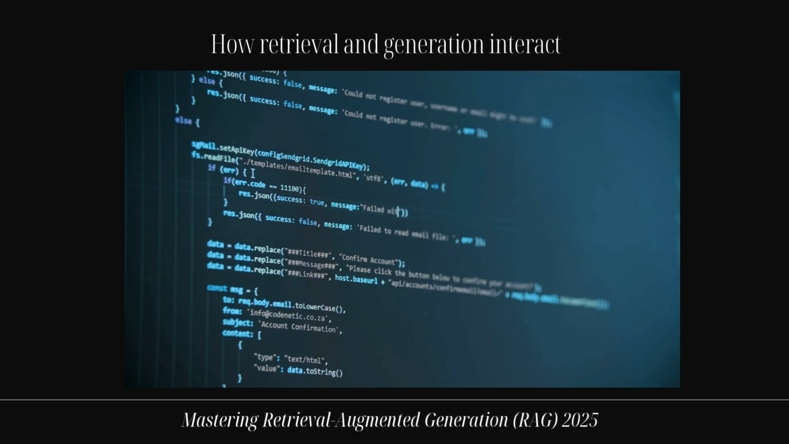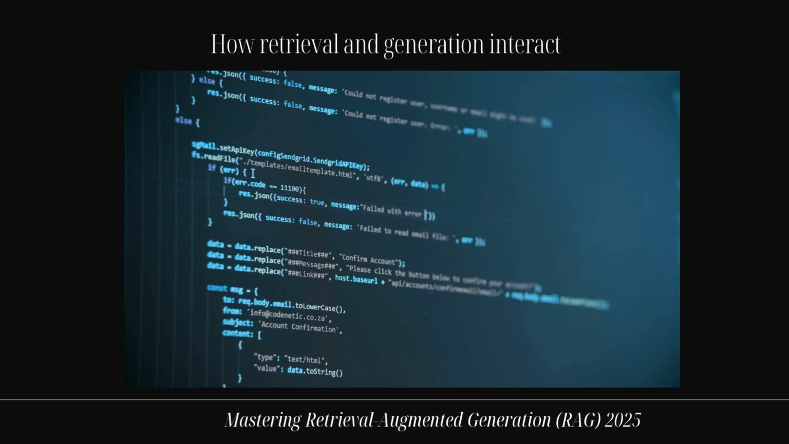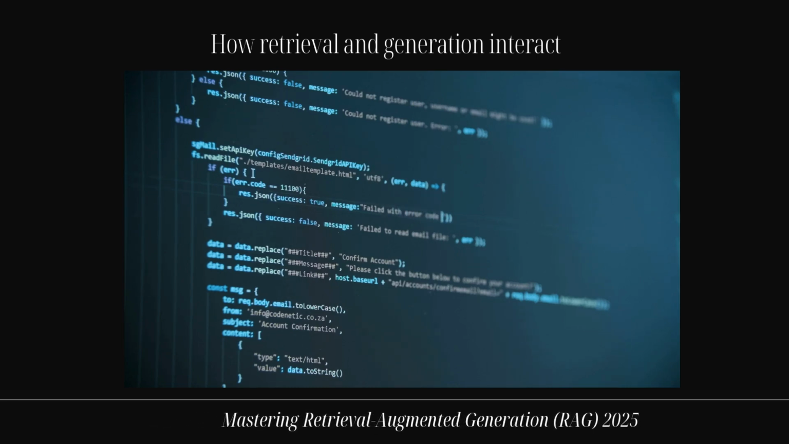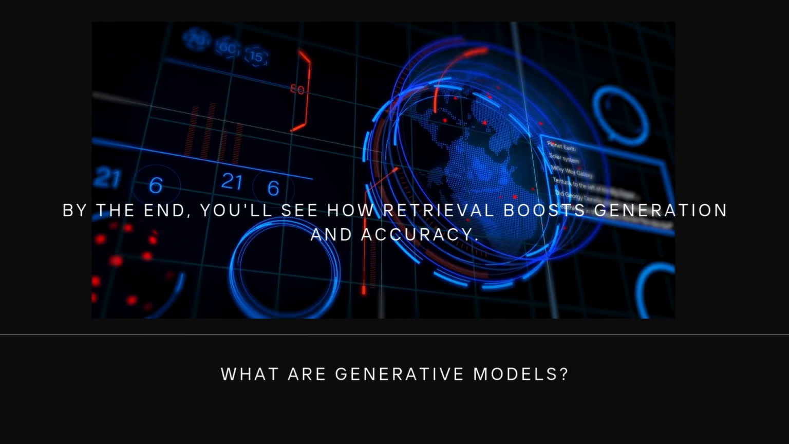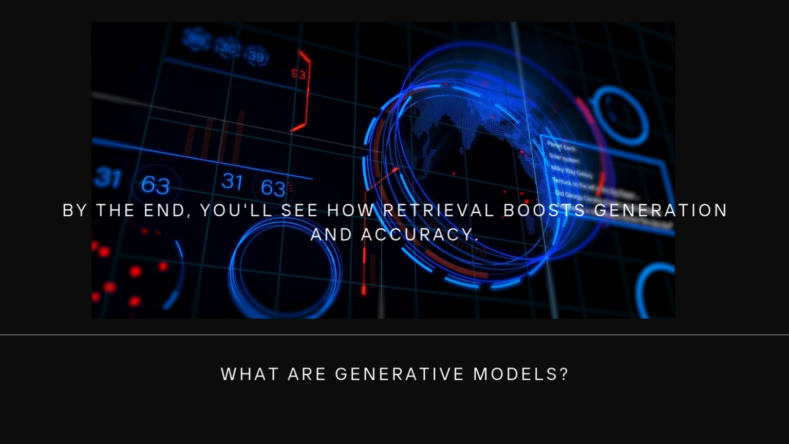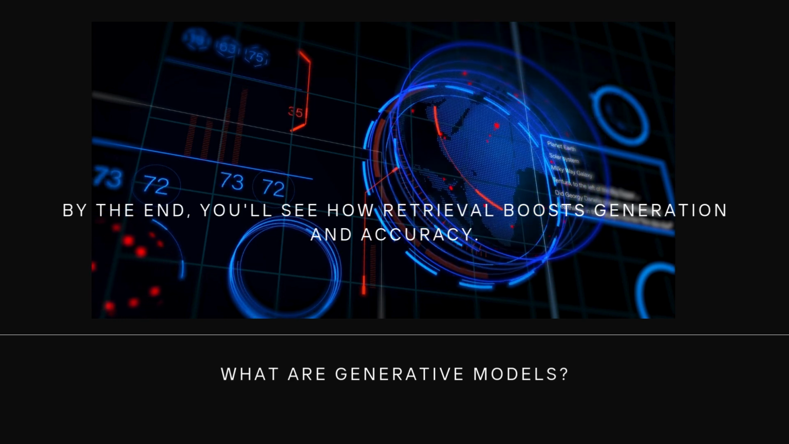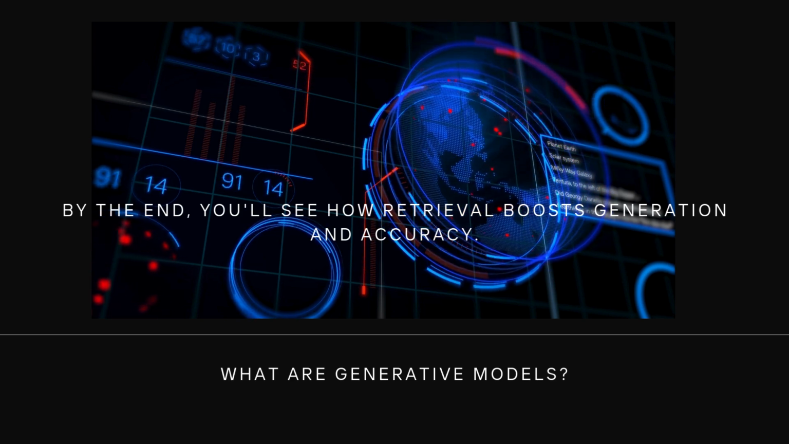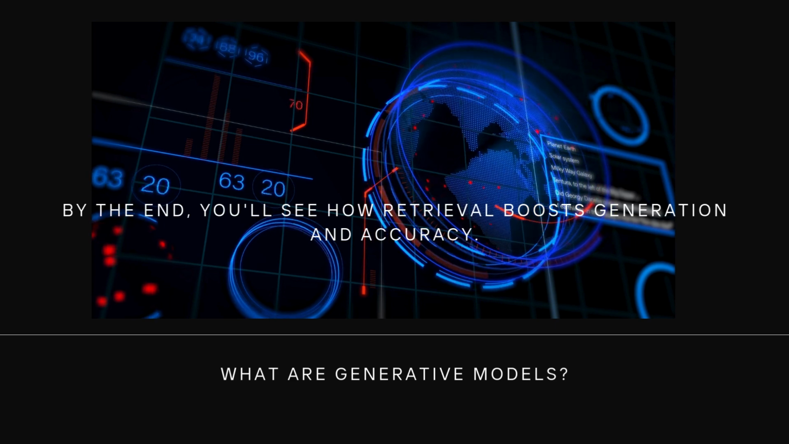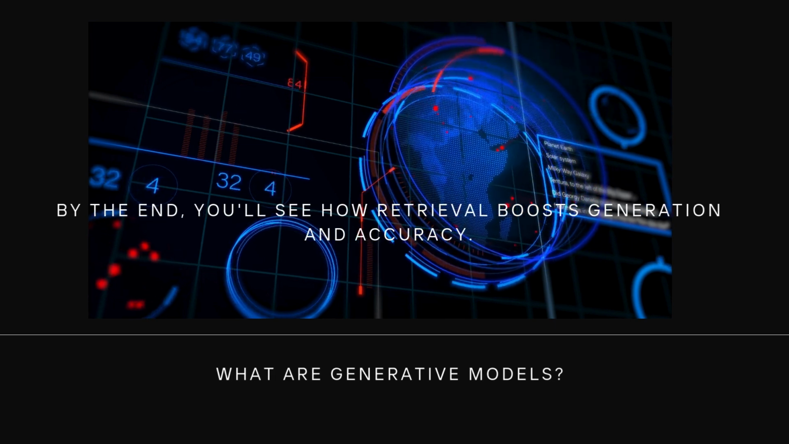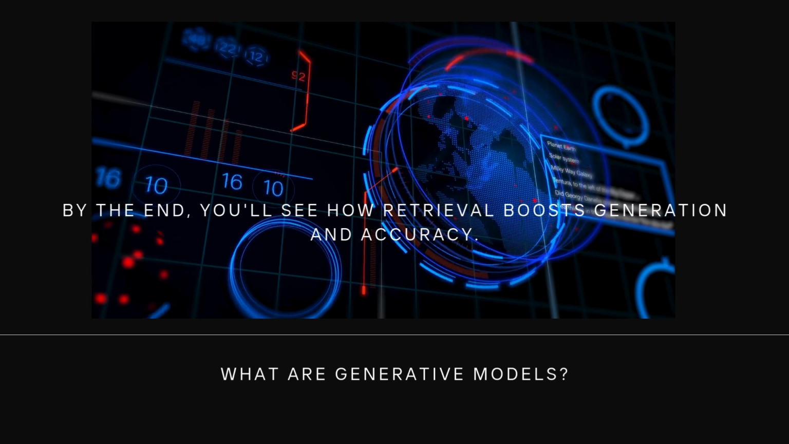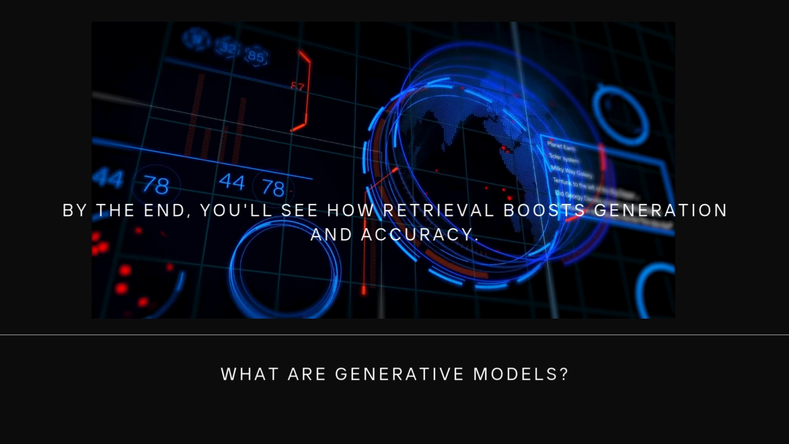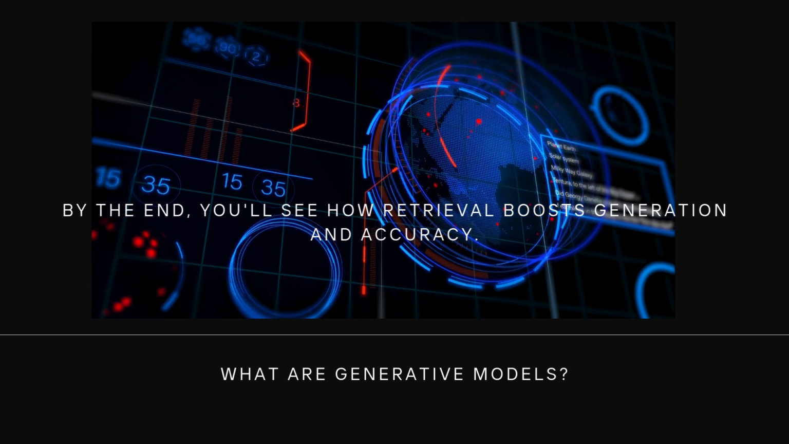Welcome back. In this session, we'll explore the critical interaction between retrieval and generation, the two pillars of Retrieval-Augmented Generation, RAG. Understanding how these components work together is essential for appreciating the power of RAG in enhancing generative AI models. By the end of this talk, you'll understand how retrieval feeds into generation, how the synergy improves accuracy, and how this process addresses the limitations of traditional generative models.